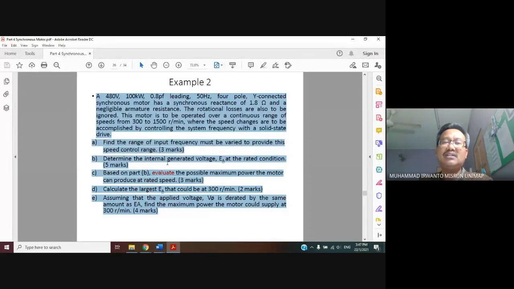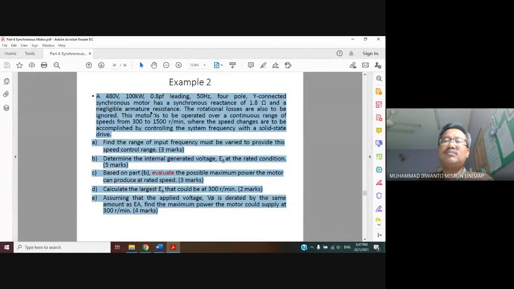A, find the range of input frequency that must be varied to provide this speed control range. B, determine the internal generated voltage EA at the rated condition. C, based on part B, evaluate the possible maximum power the motor can produce at rated speed. C, calculate the largest EA that could be at 300 RPM, assuming that the applied voltage is derated by the same amount as EA. Find the maximum power the motor could supply at 300 RPM. Okay.